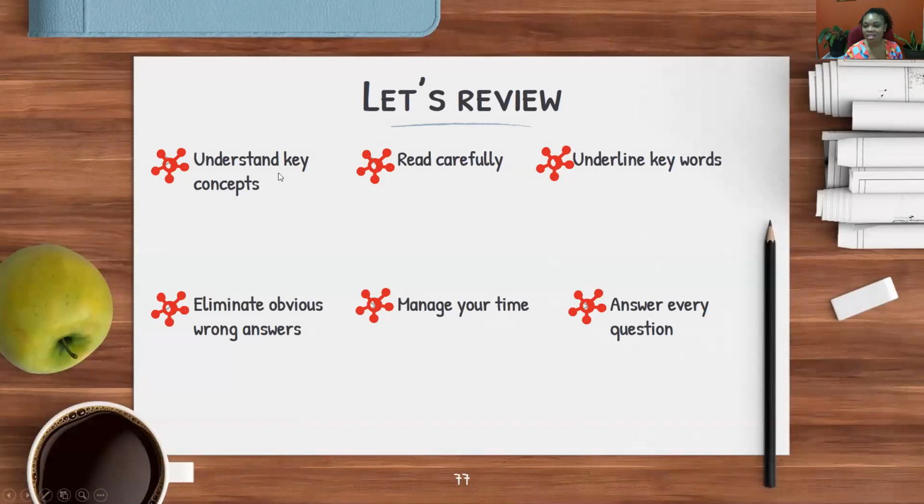Keys to success: understand the key concepts that we just went through. Read carefully, underline the key words like the not and the true. Make sure you're focusing so you remember what you're to answer and you don't misinterpret the question. Eliminate obvious wrong answers. Those are your distractors. So the ones that stand out, you know that they're wrong, get rid of them. Manage your time, answer every question. And if you have to guess, don't choose C. Guess aggressively and not randomly. What that means is eliminate the wrong answers. So that gives you a 50-50 chance of being correct.